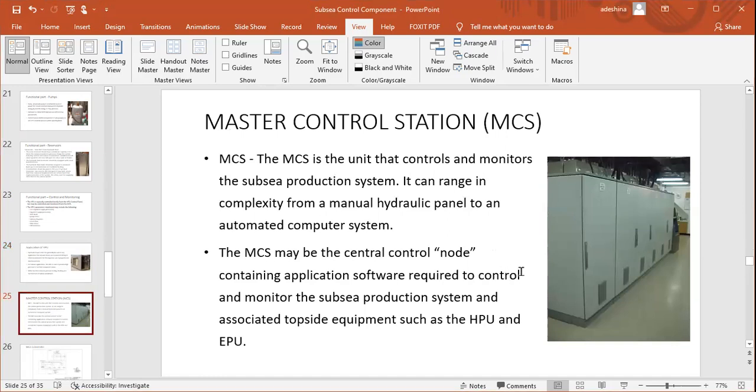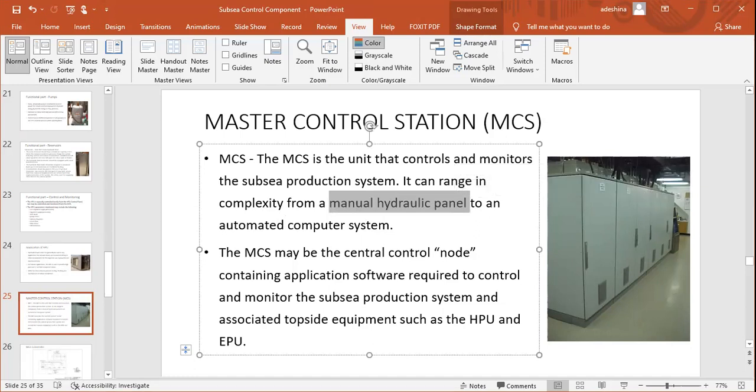So next we have the MCS. You've been hearing of the MCS since morning, and this is the MCS now. This is the unit that controls and monitors our subsea production system. It ranges in complexity from a manual hydraulic panel to an automated computer system. The one here is usually the automated computer system. And you'll be surprised to see a manual hydraulic panel here. For a very simple system or very simple line, you can just have a hydraulic panel where you can open and shut in valves to serve as your MCS. We call such a system a full hydraulic system, whereby it has no element of electrical backup or control to it. Is that clear?